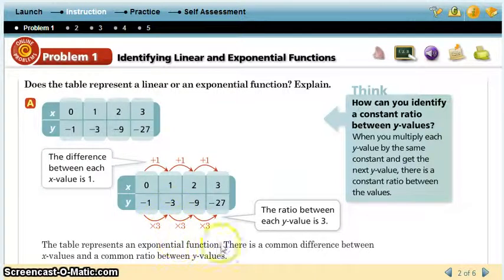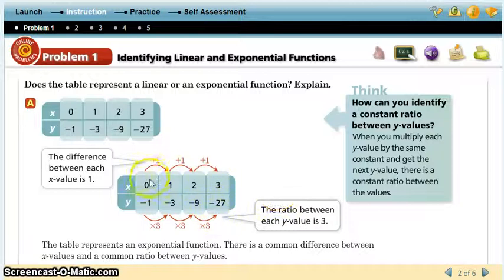So because this table has a common difference in your x values and a common ratio for your y values, this table represents an exponential function. If you are multiplying by 3, then multiplying by 3, and then all of a sudden it changes and starts multiplying by 5, that is not a common ratio. So that would not be an exponential function. So be very careful with that.